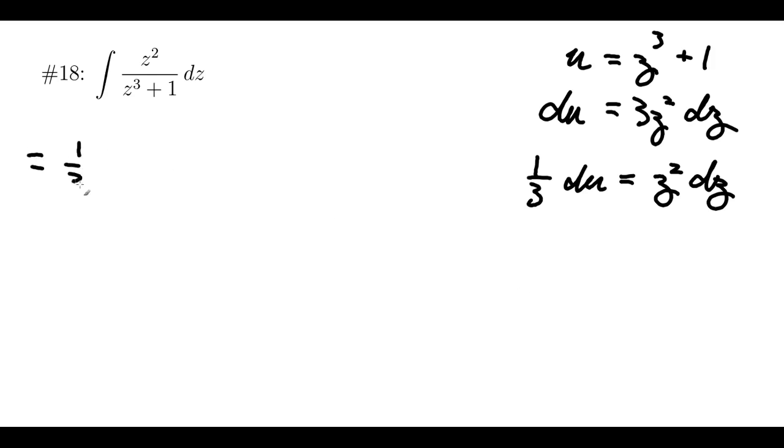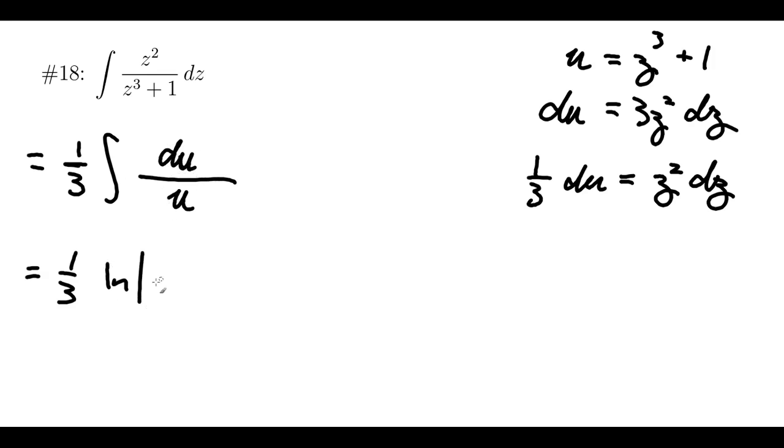But we see that we have z squared dz is equal to 1/3 du. So I can put the du up here, the 1/3 out front, and z cubed plus 1 is u, right? Now we can integrate this. We have 1 over u du. The antiderivative of 1 over u is the natural log of the absolute value of u.